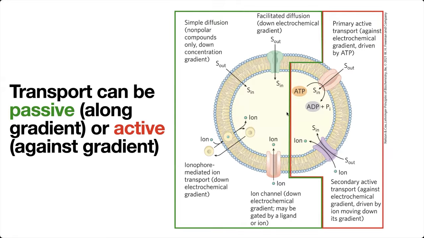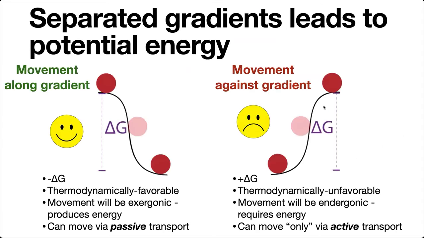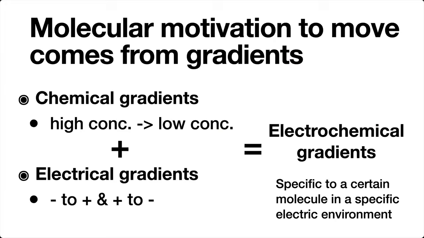Conversely, what if we want to move a molecule against its gradient? When we're talking about moving it against its gradient, this is going to be energetically unfavorable. We're going to have a positive delta G. We're going to need energy. We're going to need to do what we call active transport. One way we can do this active transport is by coupling the movement along a gradient, which releases energy, to the movement of another thing against its gradient, which requires energy. That's what we call secondary active transport.